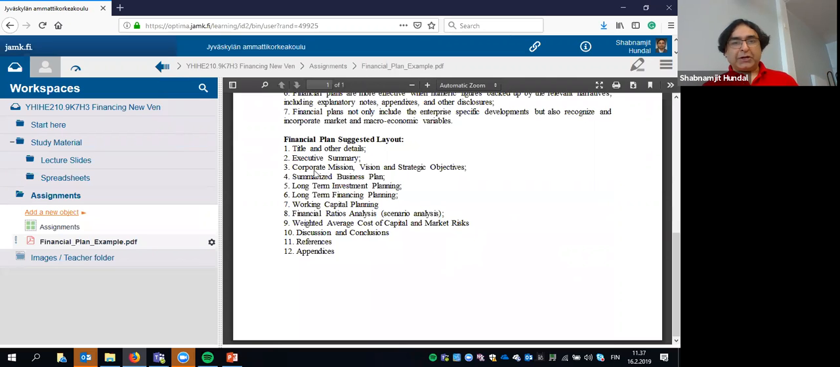Then comes your corporate mission, vision, and strategic objectives. I assume that you have done these things in some of the courses. Have you? The corporate visions, missions, and strategic objectives.